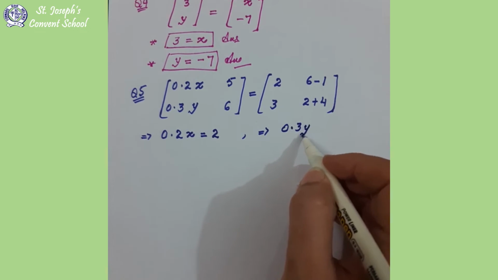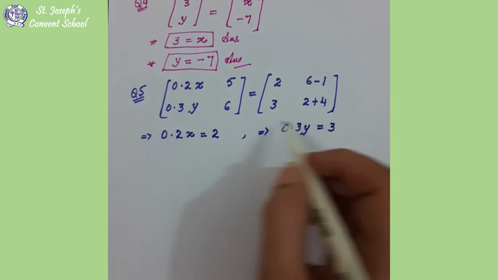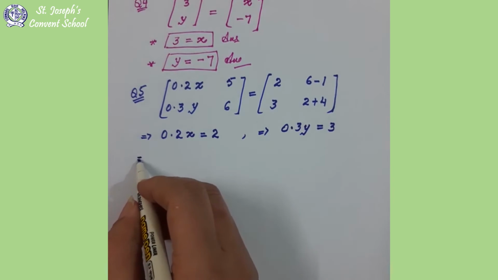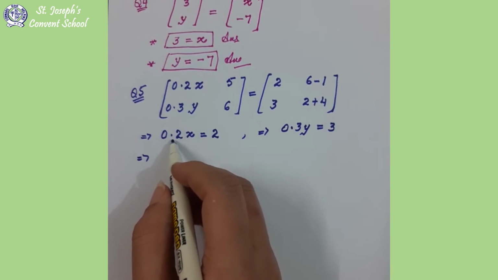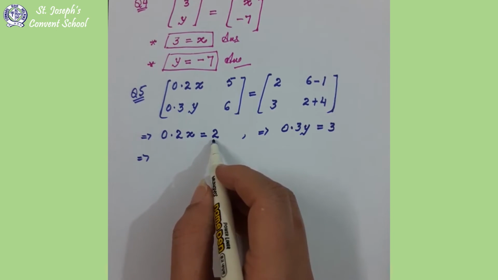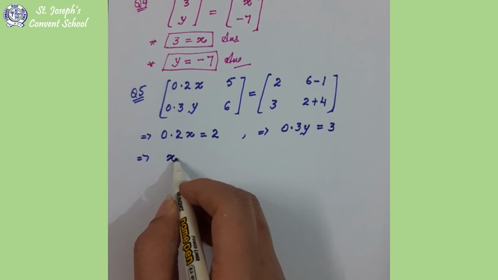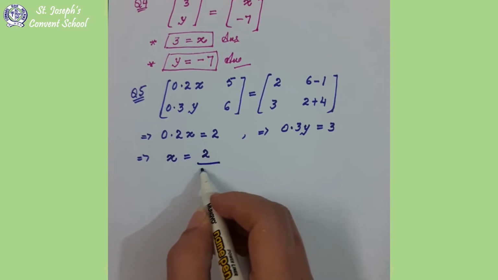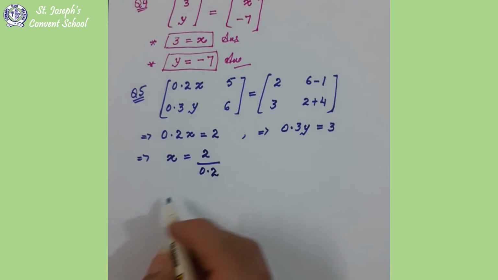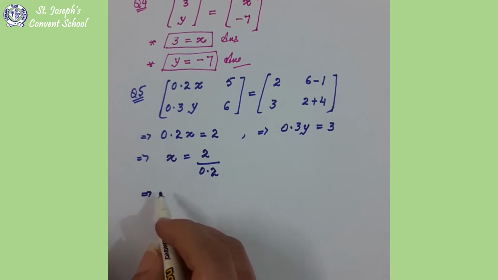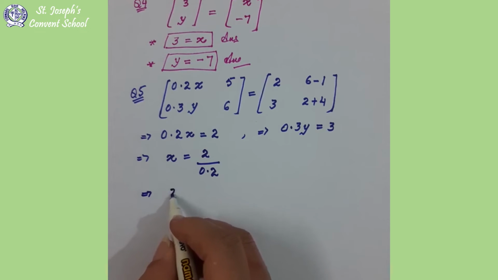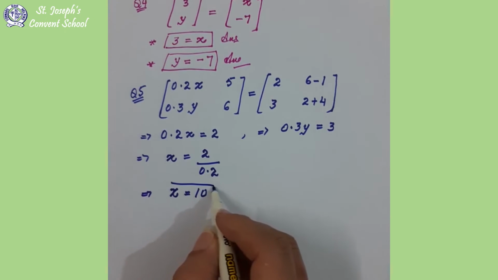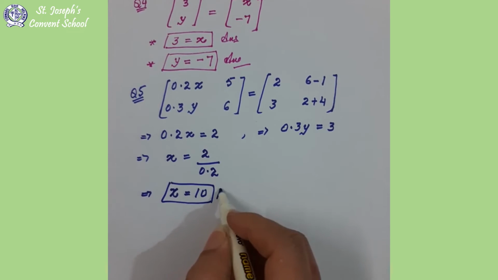0.3y equals 3, okay. This third term equals the third term. Find x. x will remain here. 0.2 is multiplying, so that side you will divide. So x equals 2 divided by 0.2. You can use a calculator to divide. So after dividing you'll get the value of x. It is 10. This is the first answer.